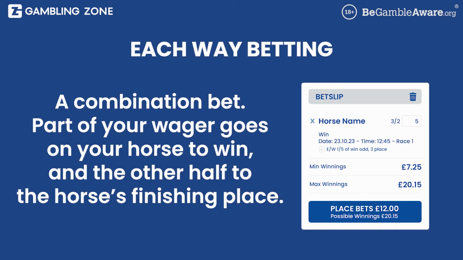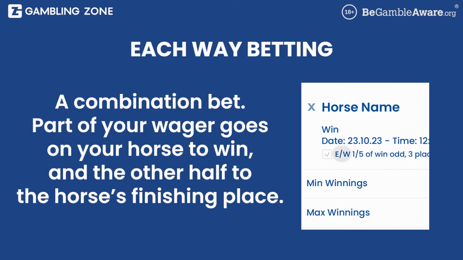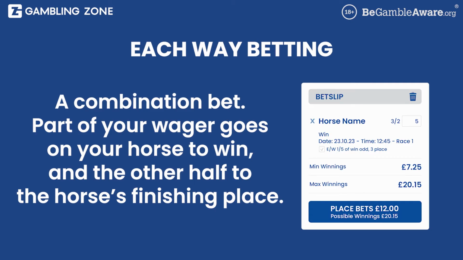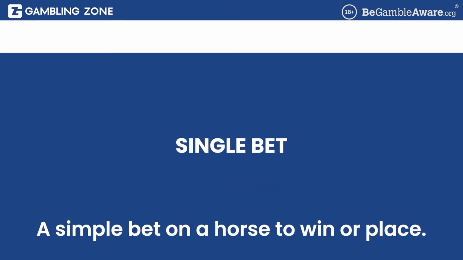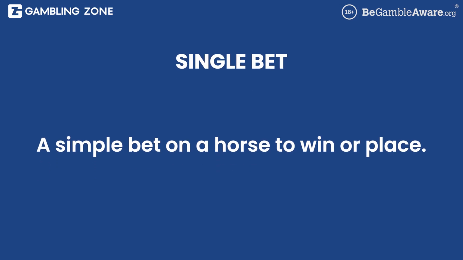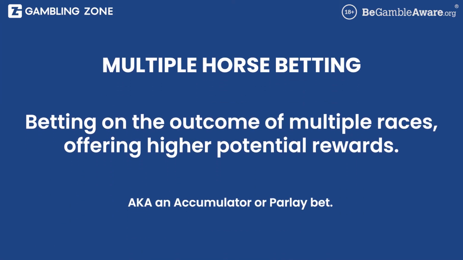Each way betting: this is a combination bet. Part of your wager goes on your chosen horse to win, and the other part goes on the horse to place, usually finishing in the top few positions. The place part comes at reduced odds, usually a quarter or a fifth. Single bet: a simple bet on a single horse to win or place. Multiple horse betting: also known as an accumulator or parlay bet, this involves betting on the outcome of multiple races.